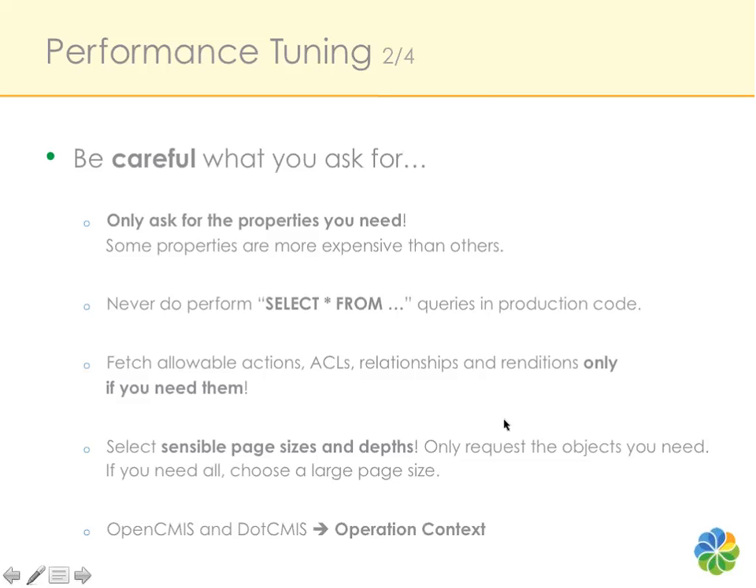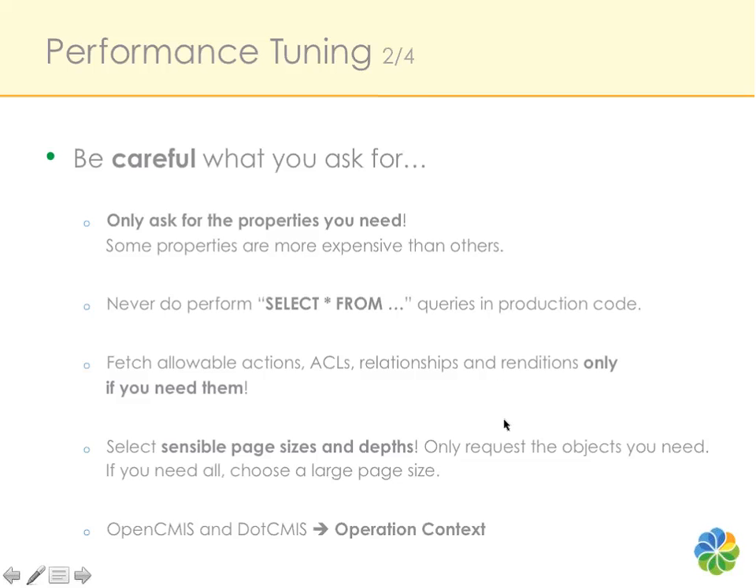And if you use OpenCMIS or .CMIS, they will by default pull everything. So again, make yourself familiar with the operation context. Make sure that you have a sensible filter, a property filter that only selects the stuff you need. The same is true for queries. Select star is a really bad pattern. Make sure that you in the select part select only the properties you need. The same is true for allowable actions, ACLs, relationships, and renditions. Only get the stuff you need.